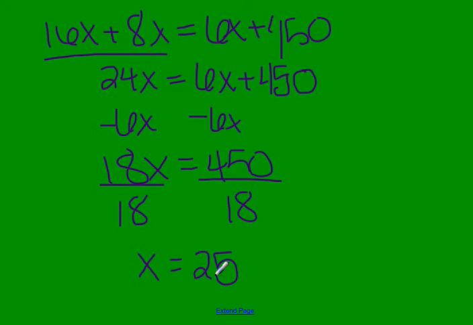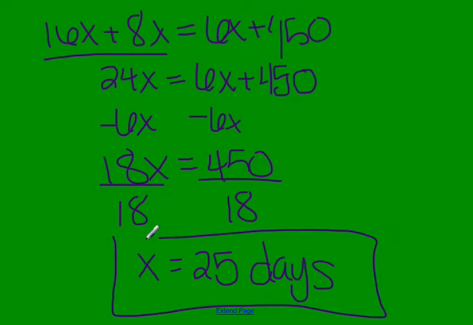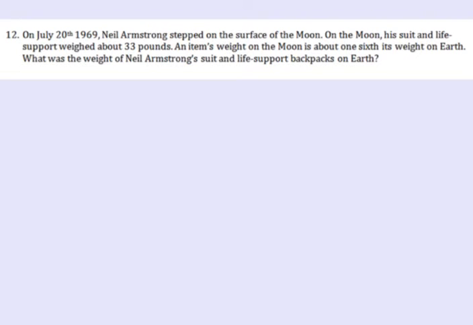Now remember we talked about that x represented how many days. When you're doing a word problem, you always need to put your answer in context of the problem that you're given. Let's go ahead and take a look at number 12.